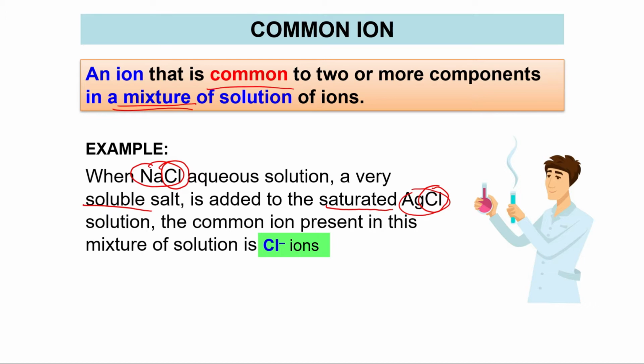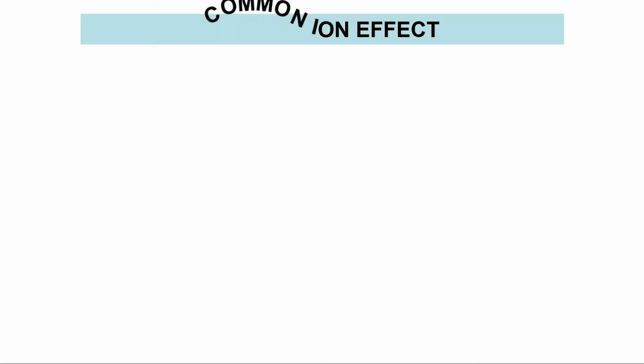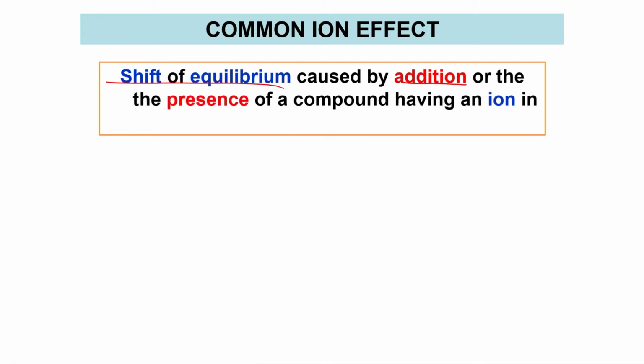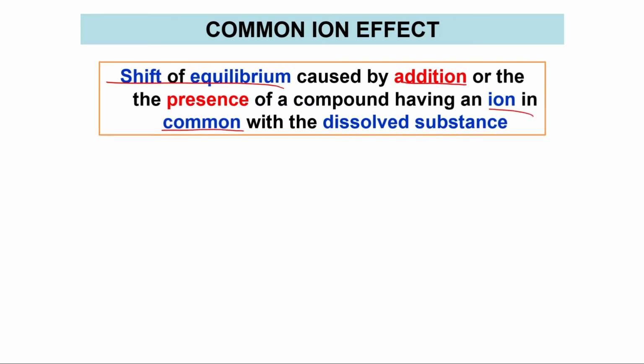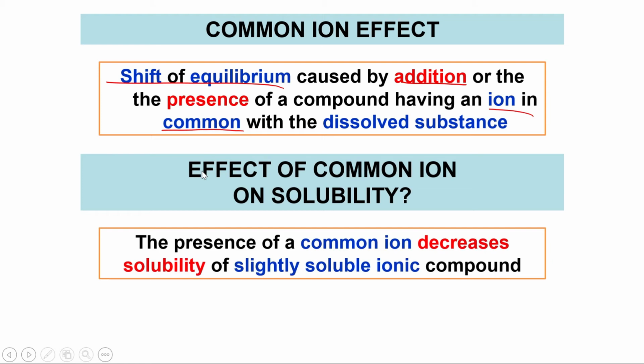You got it right. But then, what is the importance of this common ion? Let's look at the common ion effect. Common ion effect is a shift of equilibrium caused by the addition or the presence of a compound having an ion in common with the dissolved substance. So common ion causes a shift in equilibrium. So how does it affect solubility? The presence of a common ion decreases solubility of slightly soluble ionic compound.